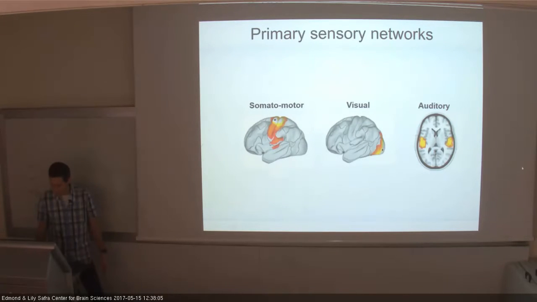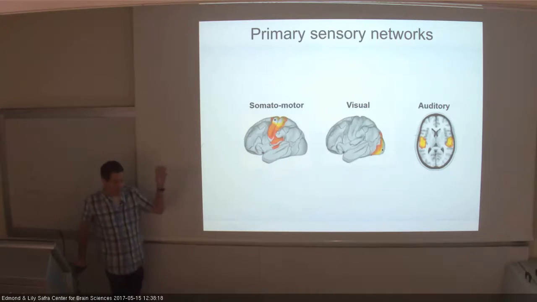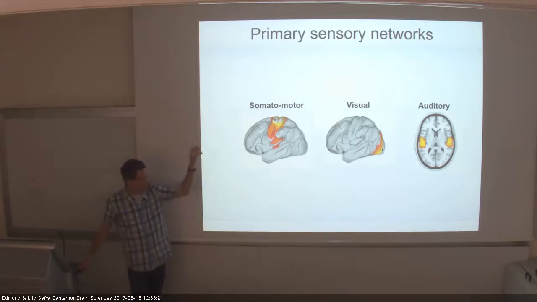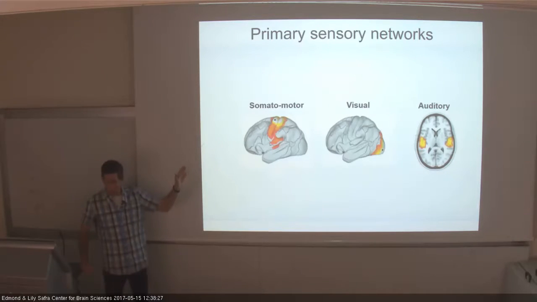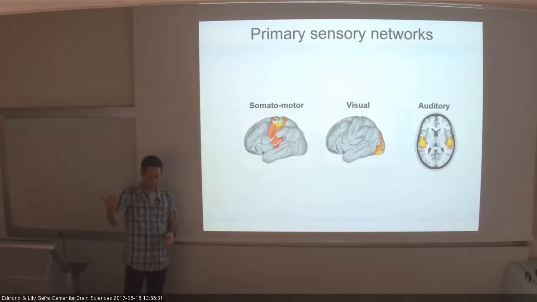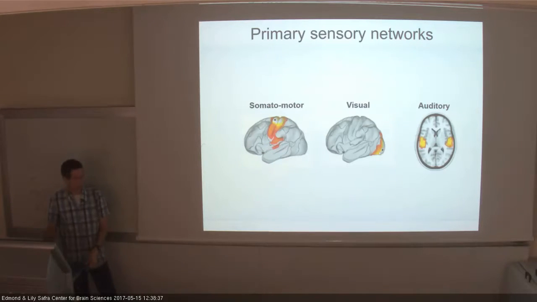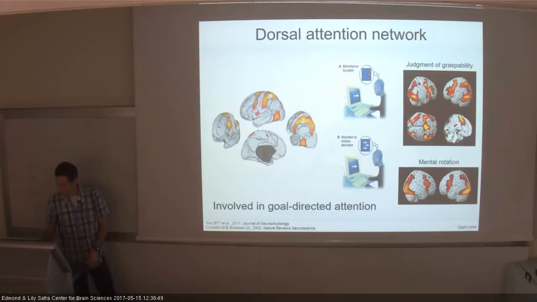So basically, we have three basic sensory networks. Somatomotor: if you see a region in the motor cortex active, you will very frequently see a lot of the other parts of the motor and the somatosensory cortex being active together, and also on the contralateral hemisphere. So this is somatomotor, the visual, and also the auditory, you can say, being co-active during tasks. So those are the three more basic sensory networks.